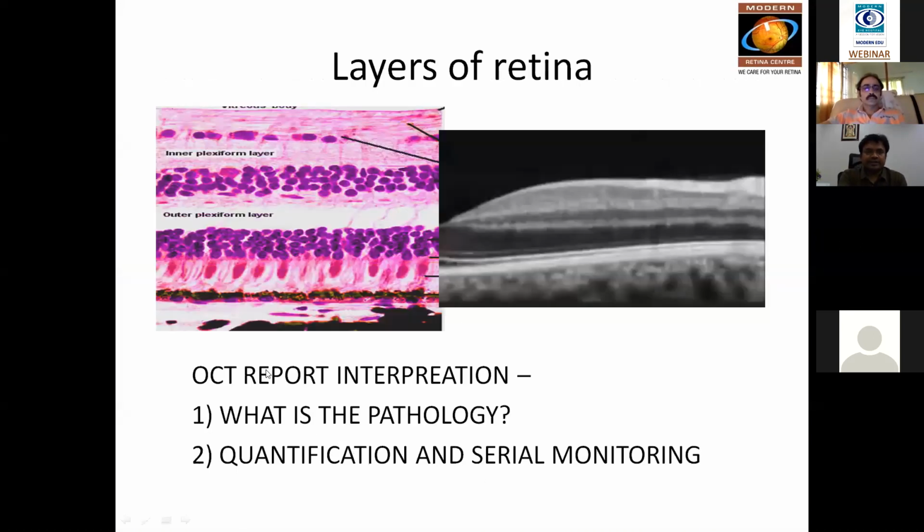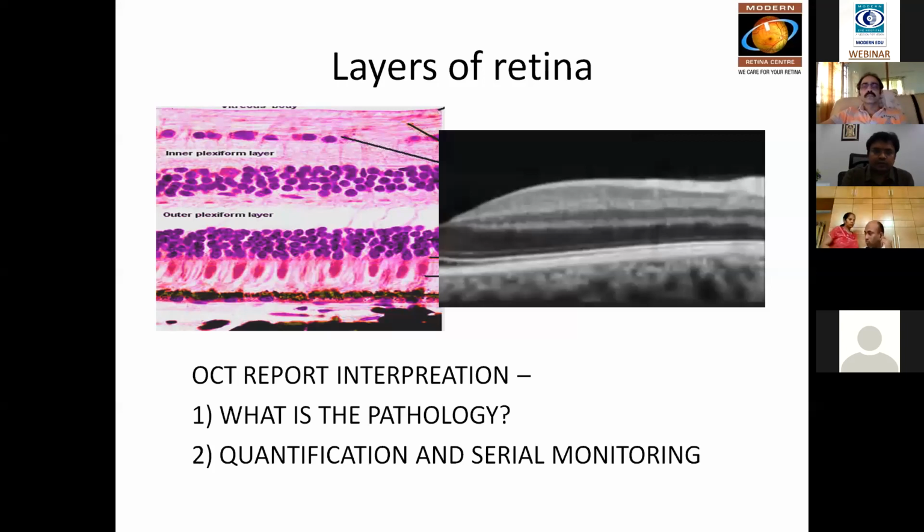As you see here on the left side, there are the 10 different layers of the retina. That is a histopathological picture. And on the right side, you can see the OCT picture. All the 10 layers of the retina are very crisp and clearly seen on a nice OCT, if you get a nice OCT picture. So if you get an OCT report, you have to interpret it.